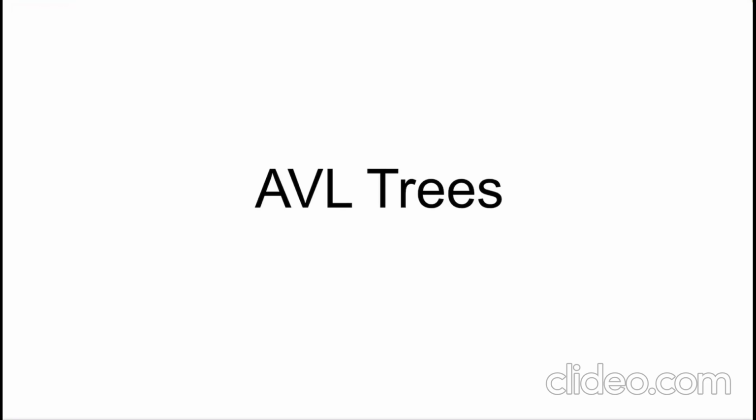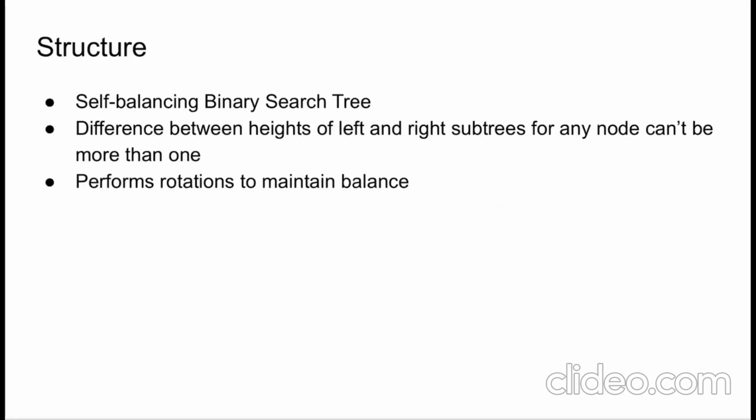This presentation is about AVL trees. The key property of an AVL tree is that the heights of the two child subtrees of any node differ by no more than 1. This ensures that the AVL tree maintains a low height, facilitating faster operations. The AVL tree self-balances by rotations, which we will talk about later.